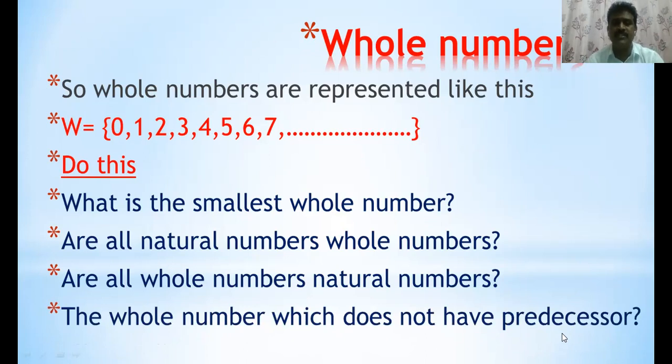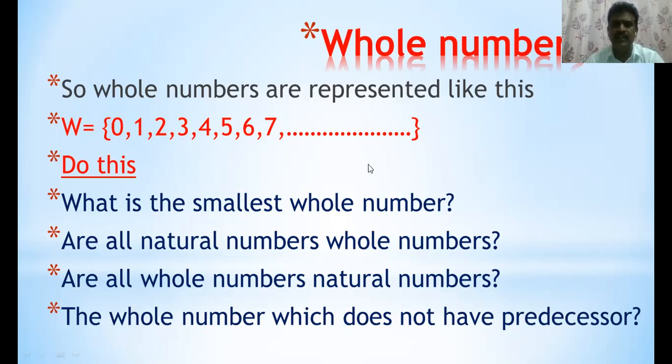Predecessor means previous number. What is the number which does not have a previous number here? For example, you take 7. 7 has a previous number 6. That means the predecessor is 6. Again take 6. 6 has a predecessor 5. 5 has a predecessor 4. 4 has a predecessor 3. 3 has a predecessor 2. 2 has a predecessor 1. 1 has a predecessor 0. Does 0 have a predecessor? No. There is no predecessor for 0. So, the whole number which does not have a predecessor is 0.